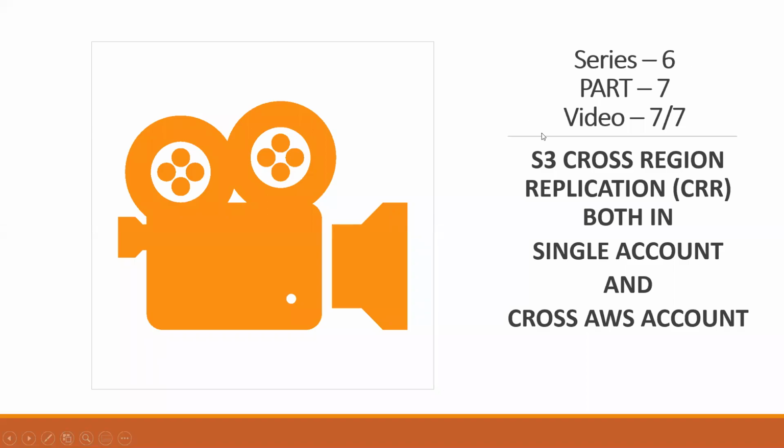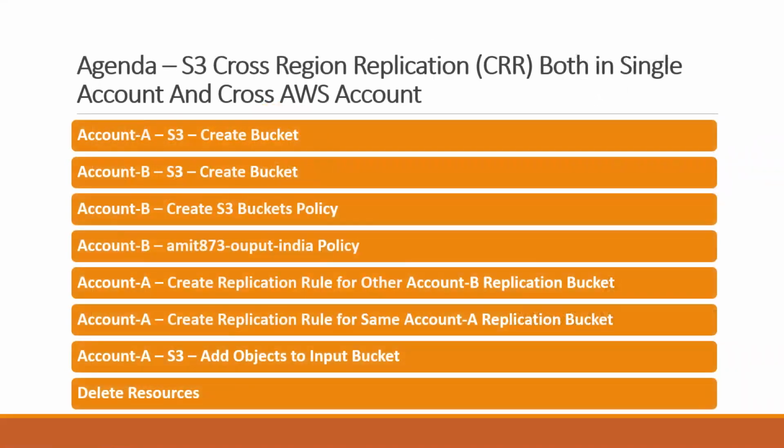Hi all, this is part 7, the last video of the series, and here we will discuss S3 cross-region replication, both in a single account and across AWS accounts. So the agenda for today: we will take two accounts, account A and account B.